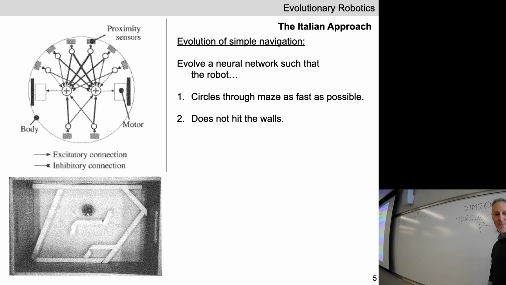interesting than that. So they got some foam blocks out and they built a little racetrack for their robot down here. Again, I apologize for the quality of this image. So they're going to evolve a neural network that looks like this. We'll talk about it in a moment. They're going to evolve the neural network so that the robot circles through the maze as quickly as possible and doesn't bump into the walls.